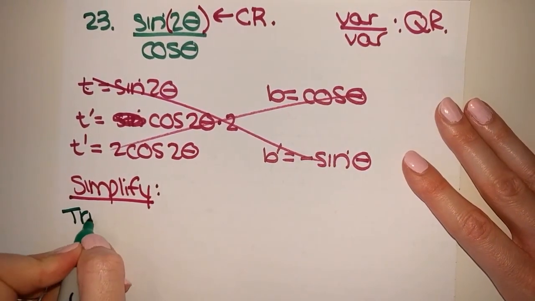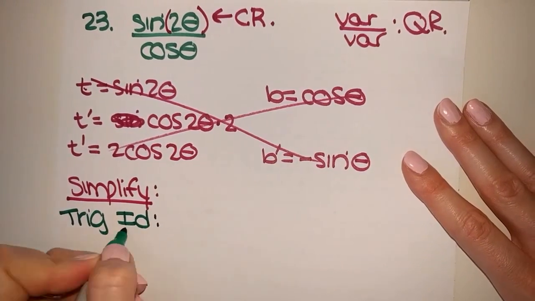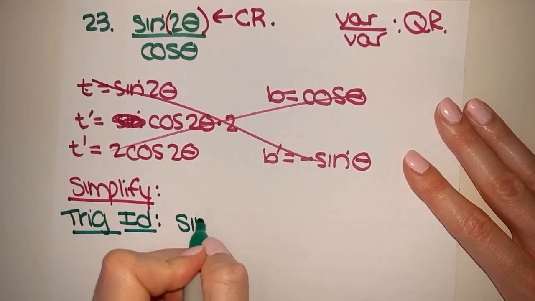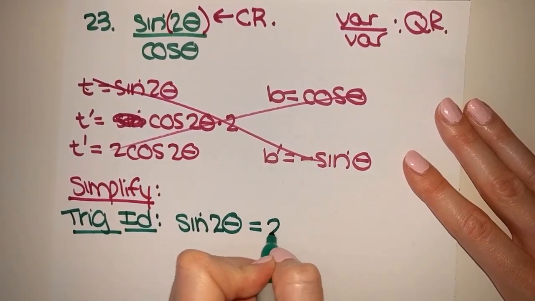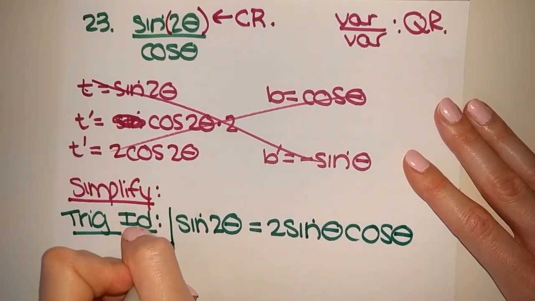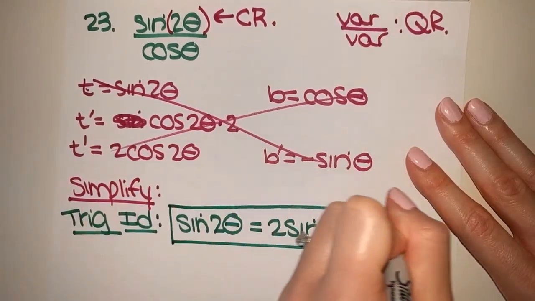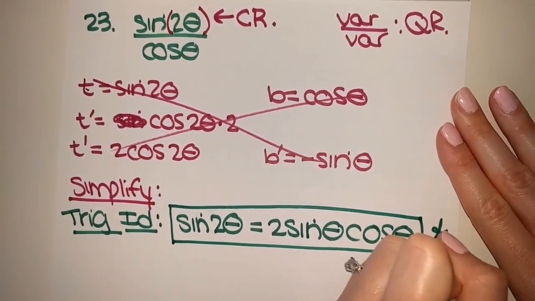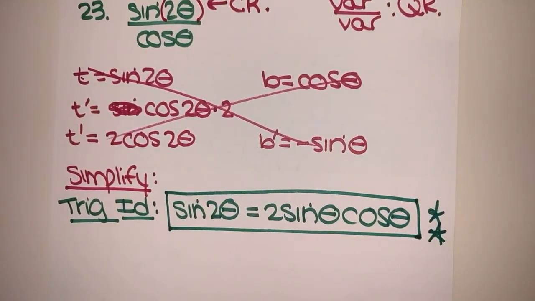So I want you to know this trig identity. This is our double angle trig identity that says that sine of 2 theta is equal to 2 sine theta cosine theta. This was actually one of my favorite calculus teachers. Her favorite identity was this. So I always think about her, and it's a wonderful, wonderful identity because it really allows us to simplify things and not do as much work.